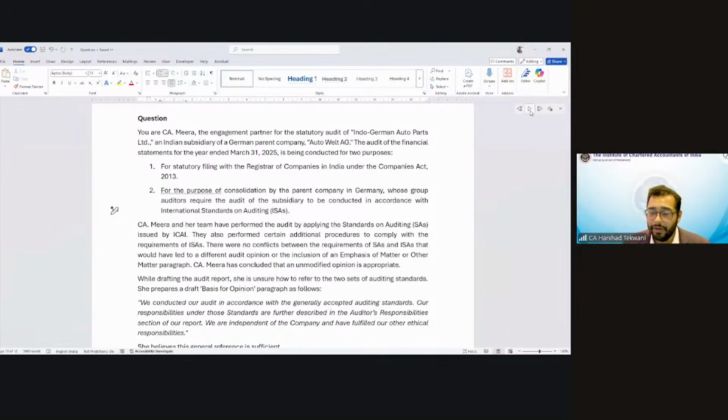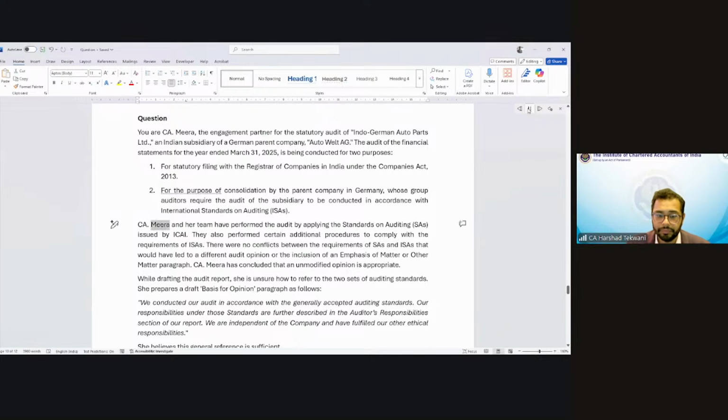So now in this particular question, there is a company whose audit is being conducted. Now the purpose of the audit, if you see, is that it is conducted for two purposes. Number one, for the filing with the ROC. Number two, for the purpose of consolidation as per the international auditing standards.